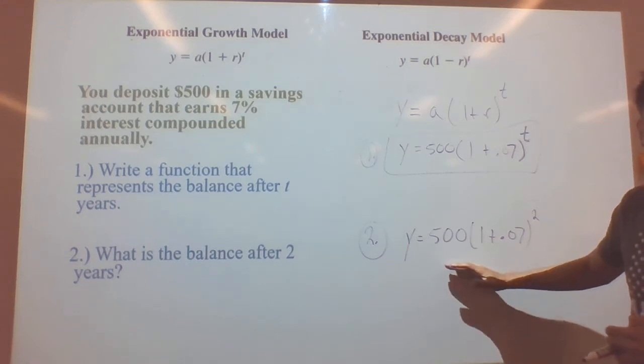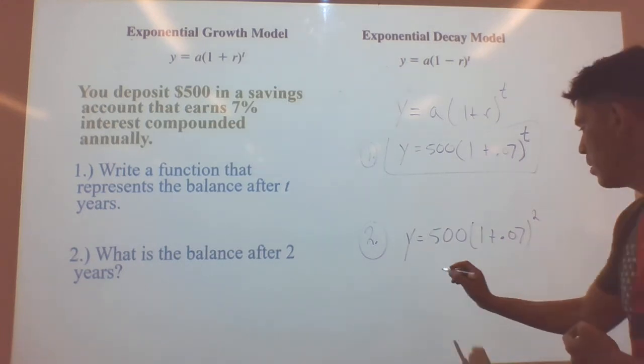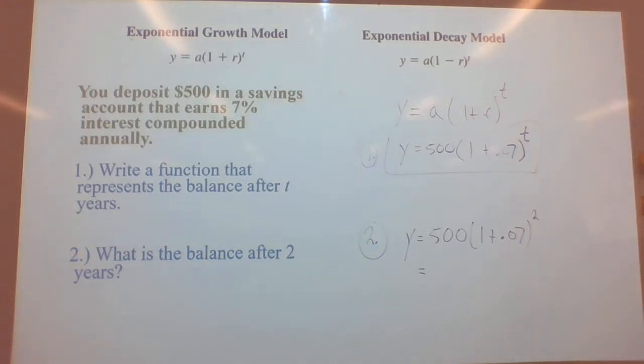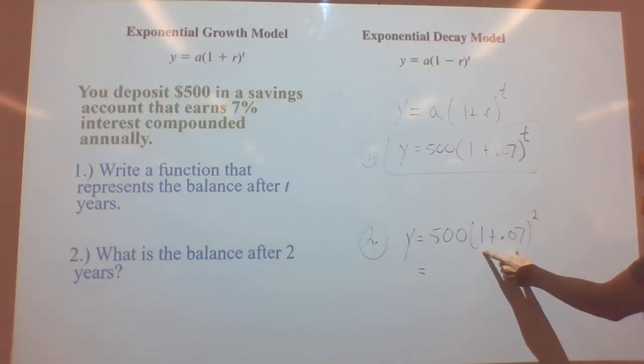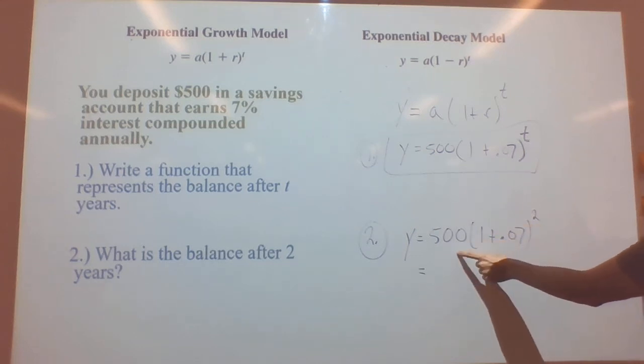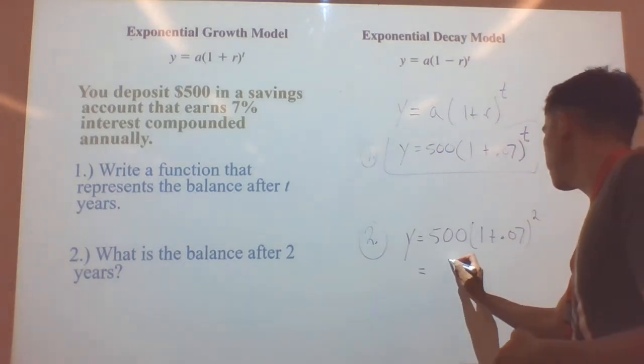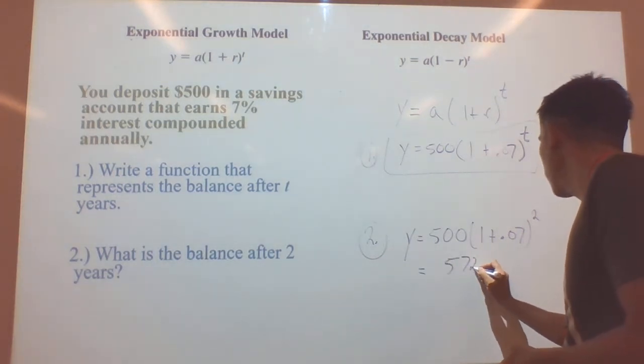Put this in your calculator. You can use Desmos. It's a free graphing calculator. And when you calculate this in your calculator, you should get, again, parentheses first, exponent, and then you multiply. Just follow the order of operations. If you do that, you should get $572.45.